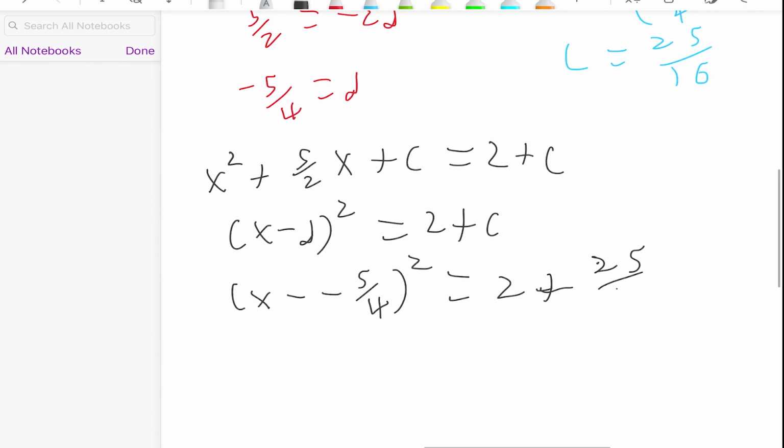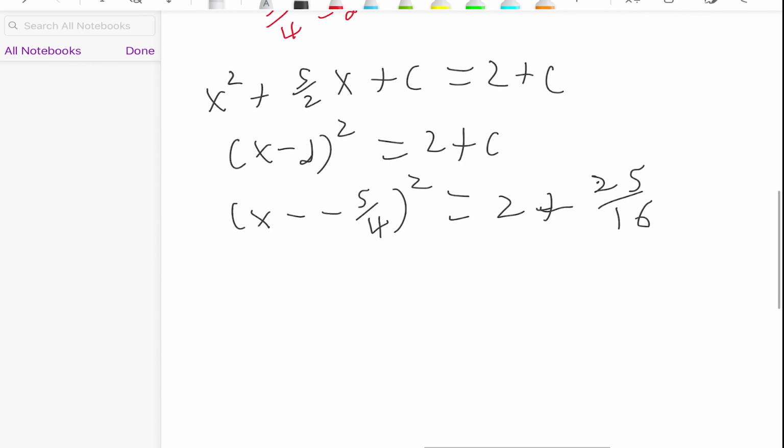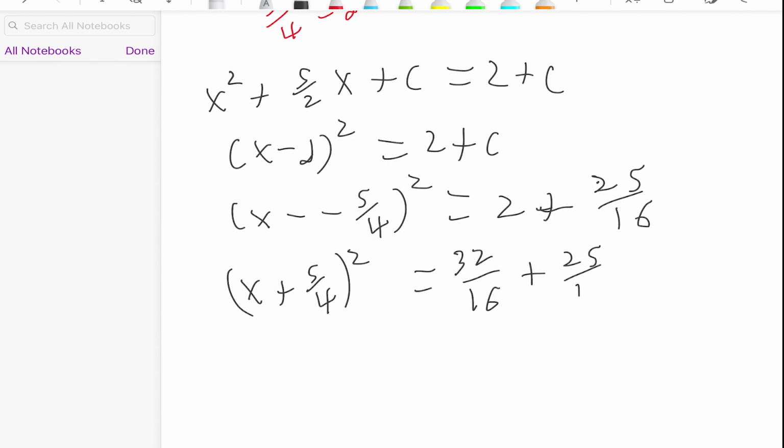25 over 16. Now we get x plus 5 over 4 squared is equal to 32 over 16 plus 25 over 16. And therefore x plus 5 over 4 squared is equal to 57 over 16. There we go. That's how you complete the square.